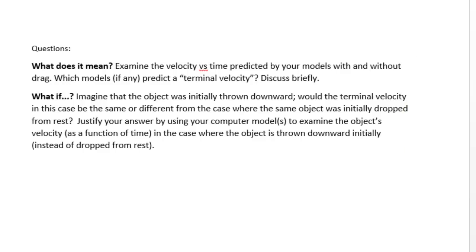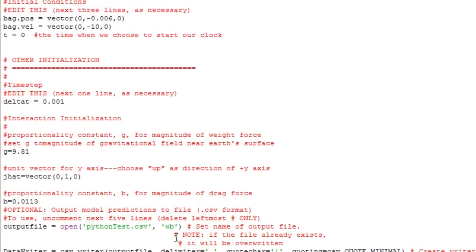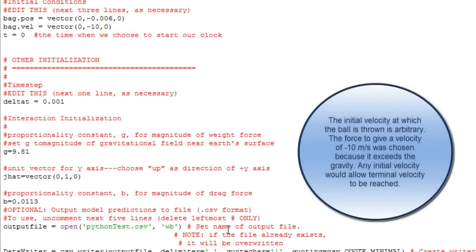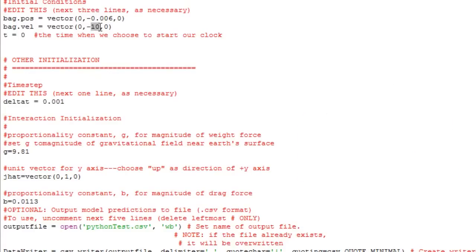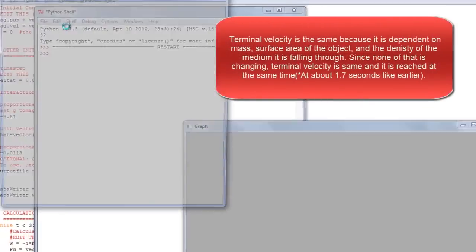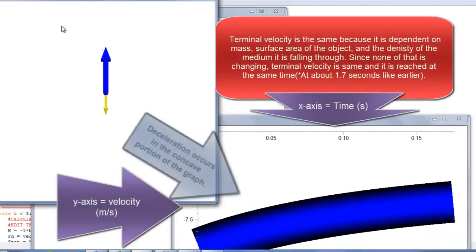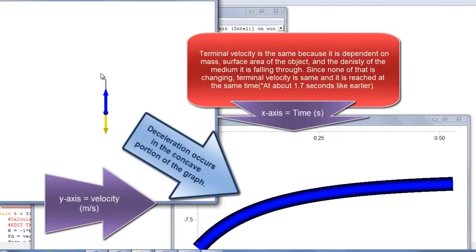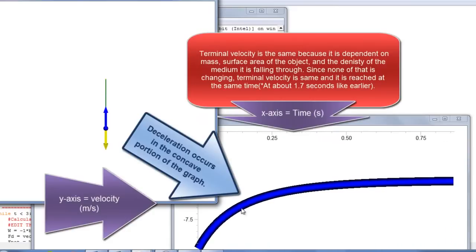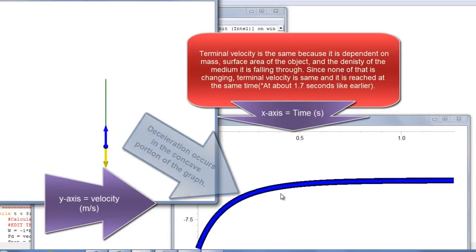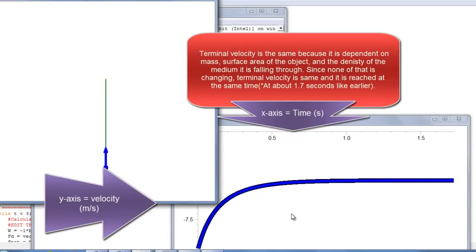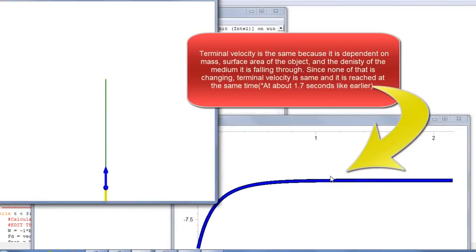Question 2. What if? Just dropping an object will show a graph having downward acceleration. If the object is thrown down with enough of a force, say arbitrarily enough to give an initial velocity of about negative 10 meters per second, then it will actually have a drag force that exceeds gravity. So it will end up decelerating first, as seen here by this arc in the graph. But eventually, F net will be 0, and then terminal velocity will be reached once again as the graph keeps going, as you can see by this linear portion of the graph.